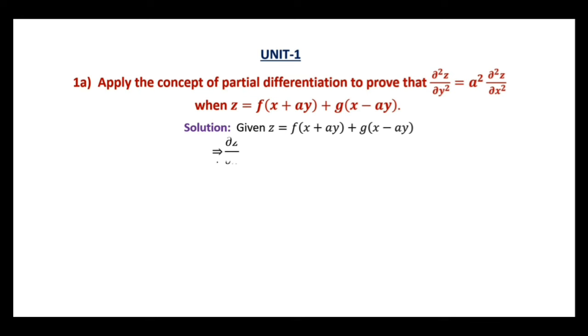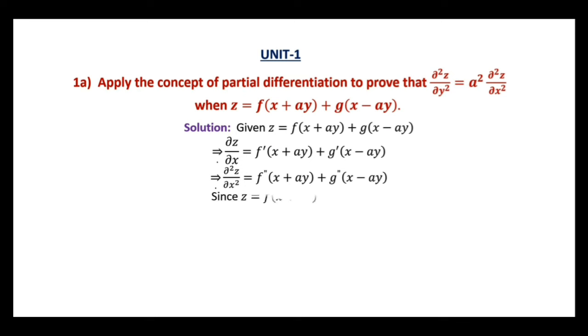We need to eliminate the arbitrary functions f and g from the relation. First, you need to differentiate the relation partially with respect to x. We got this. Again, differentiate partially with respect to x. You got this relation where z is the given relation. Differentiate z partially with respect to y. We got this.